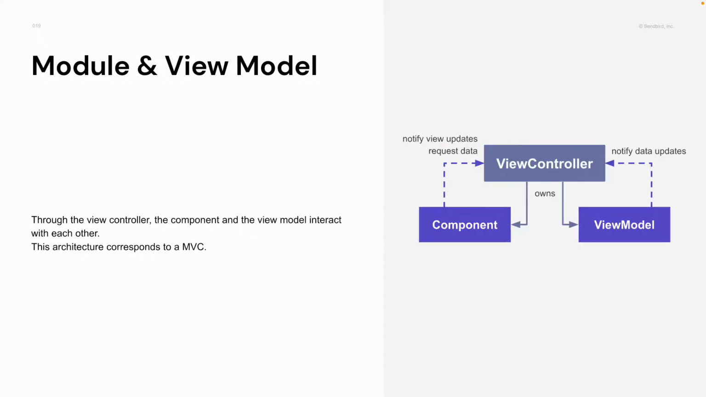Through the view controller, the component and the view model interact with each other. The component and view model notify the updates to the view controller as an event. When the component and the view model request the view controller for the data that needs an update, the view controller delivers the data by using the data source. Because the component is a view element, this architecture corresponds to an MVC.